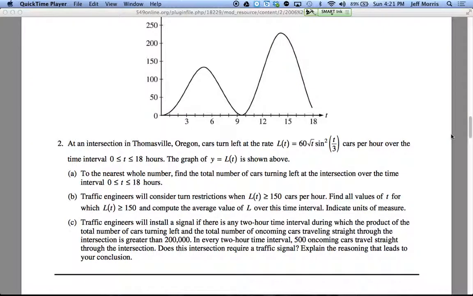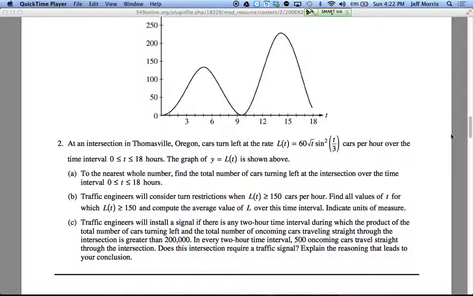An intersection at Thomasville, Oregon. All right, if you haven't done this, if you want to check, if you already did it, that's fine. But if you want to plug it in the calculator, that'd be good. Cars turn left at this rate, in cars per hour, over the time interval shown above. The graph of L of t is shown above.